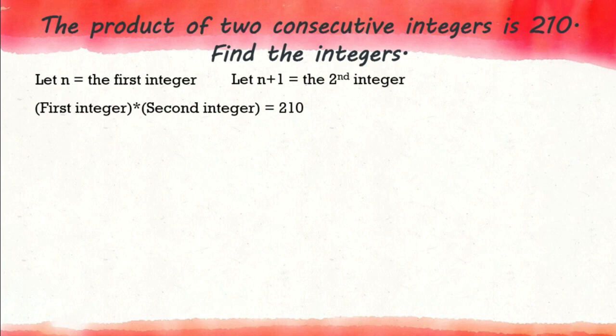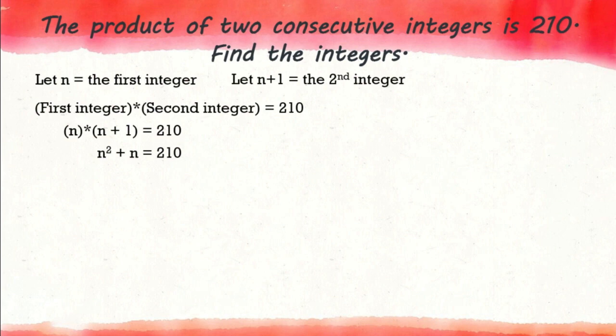Let's now substitute the values of each integer to the formula we formed, and that is n times n plus 1 equals 210. N times n equals n squared. N times 1 is n. So we will have n squared plus n equals 210.